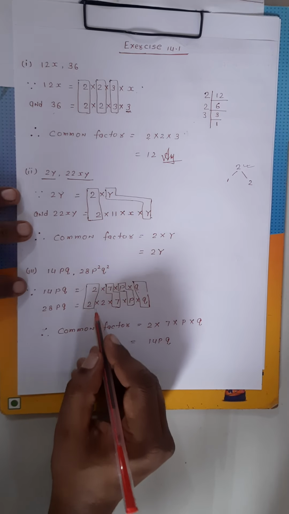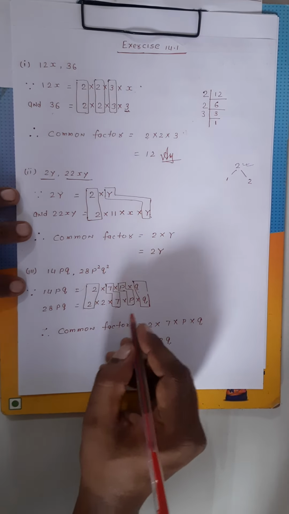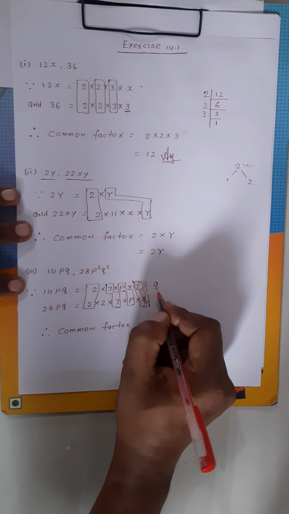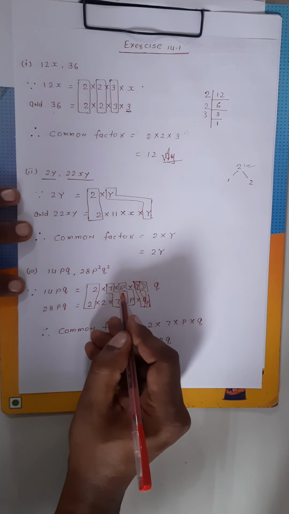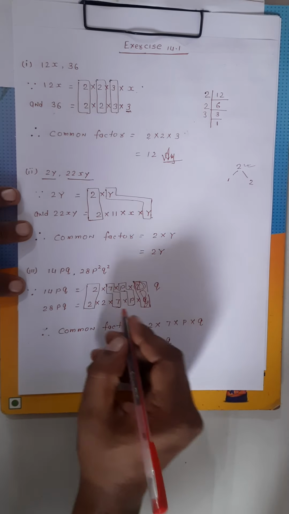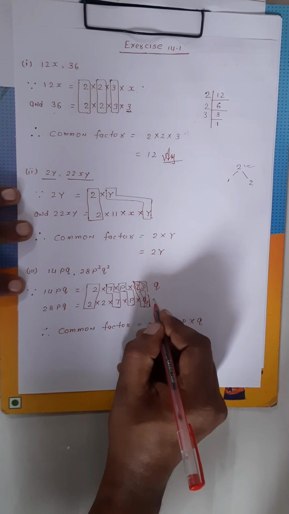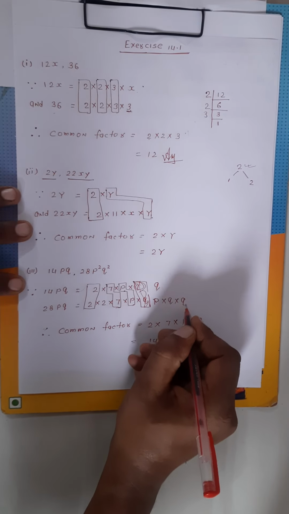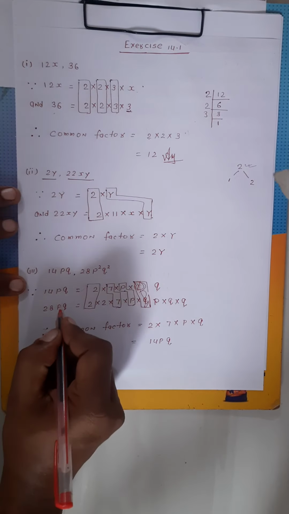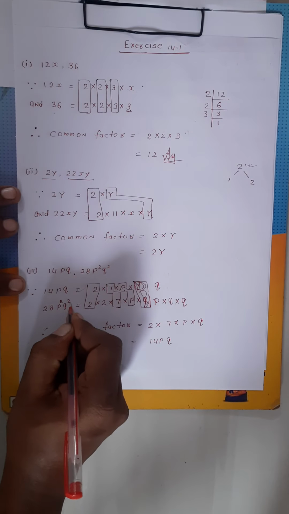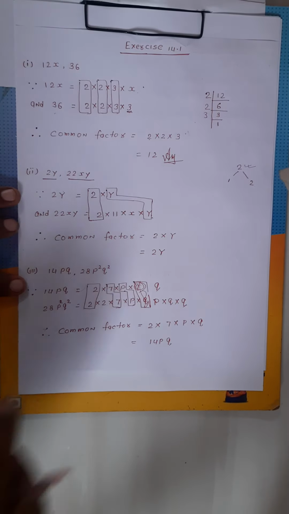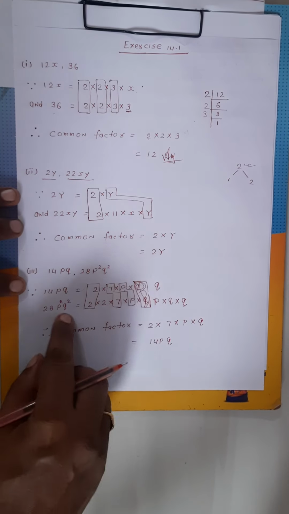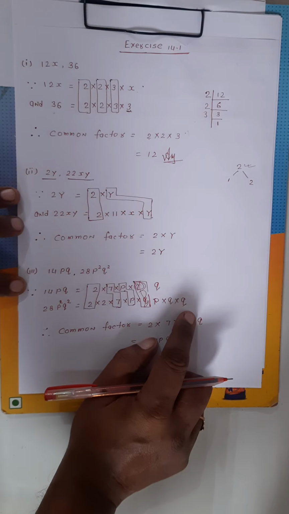Again, 2 into 2 into 7 into P into Q, I wrote 2 into 7 into P into Q. Now into P into Q into Q, because it has 28 P square Q square. So P square means P into P, and Q into Q is there.